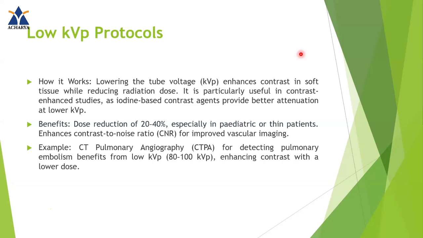So low KVP protocols are used in pediatric or thin patients, which always improves the contrast to noise ratio. An example is CT pulmonary angiography for detecting pulmonary embolism, where low KVP is used. If you are using low KVP, a smaller amount of contrast can also be given, because when we are using low KVP, contrast resolution automatically increases. So less contrast can be used with lower KVP techniques.